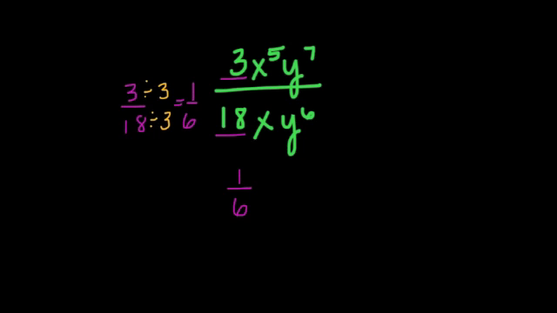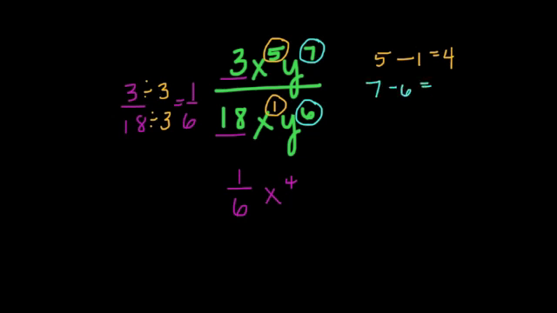And then we want to combine our x's again and our y's just as before. So here we have x to the 5th, and then this is x to the 1st power. So again, that's 5 minus 1, which would give me 4 left over. So this would be x to the 4th. And we do the same thing with our y's. Here we have y to the 7th over y to the 6th. So this would be 7 minus 6, which would leave me with 1. And when I write it, I could either write y to the 1st or leave it as just y. So the final answer here would be 1/6 x to the 4th y.